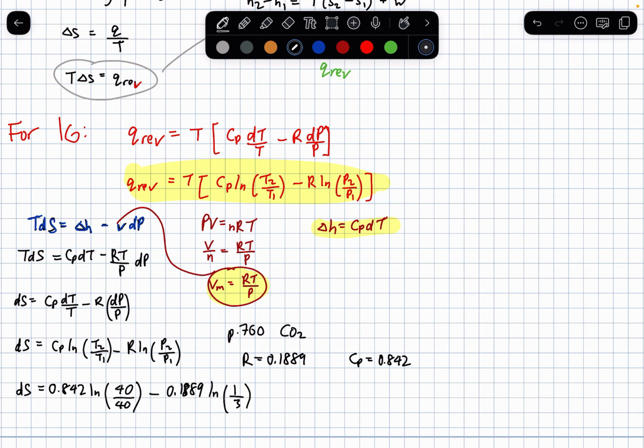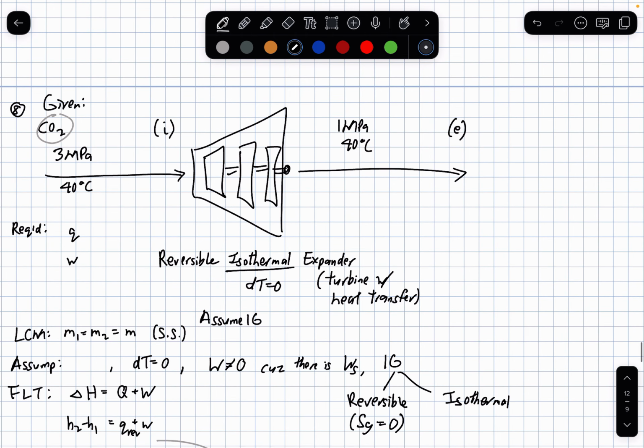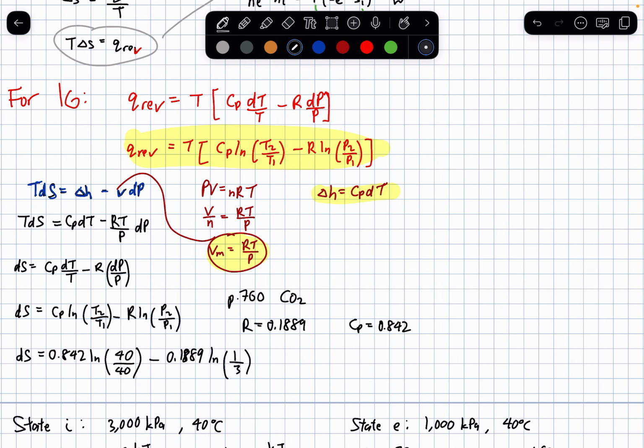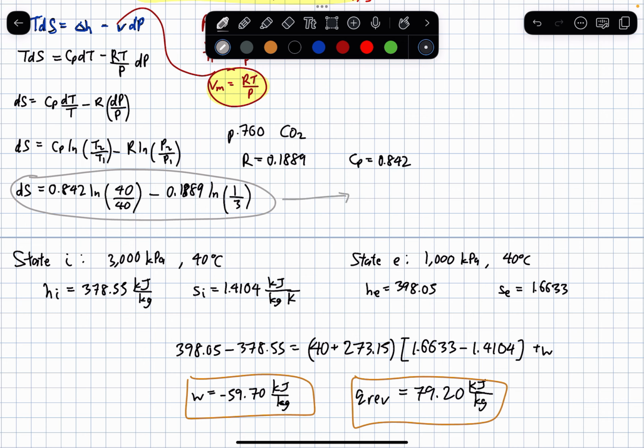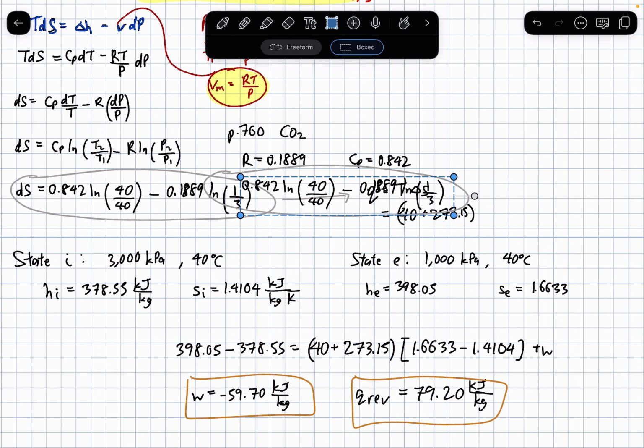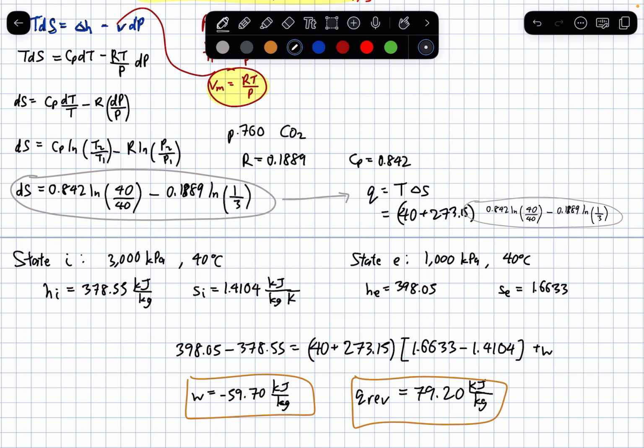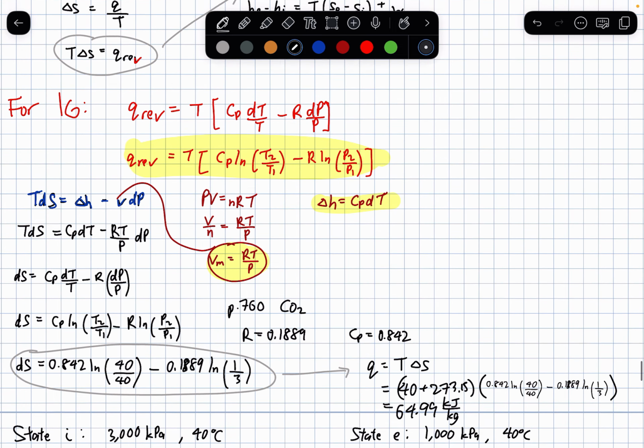Let's already multiply it by the temperature. 64.99. Yes, we got it. Nice. Okay. So just that. Q is equal to T delta S, no? So 40 plus 273.15 times this whole thing is equal to 64.99 kilojoules per kilogram. Okay, let's now find the specific work.